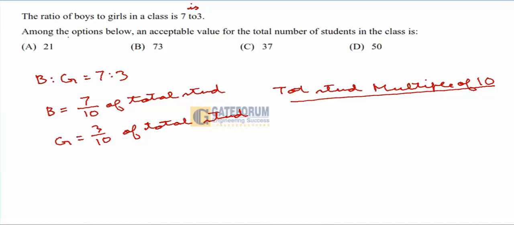So let us search the options. See, amongst these we find that only this one is a multiple of 10. So we can say an acceptable value for the total number of students in the class is definitely 50. So that's our correct option.